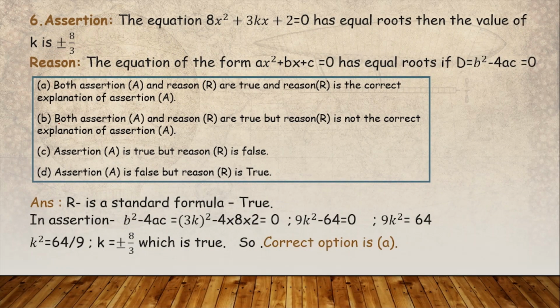Then question 6, assertion: The equation 8x square plus 3kx plus 2 equal to 0 has equal roots, then the value of k is plus or minus 8 by 3.